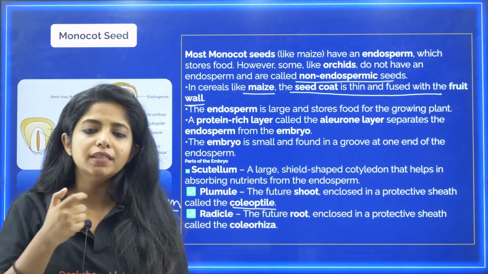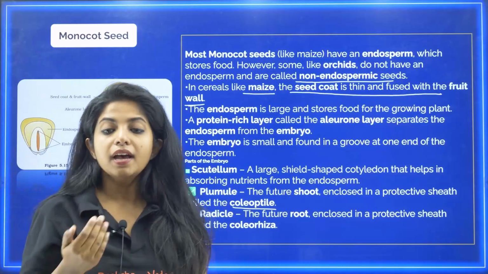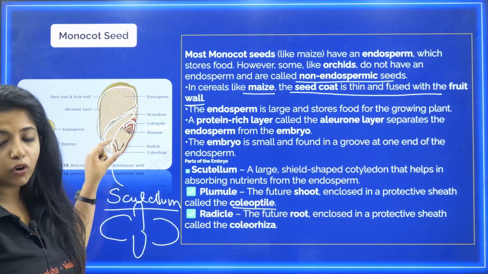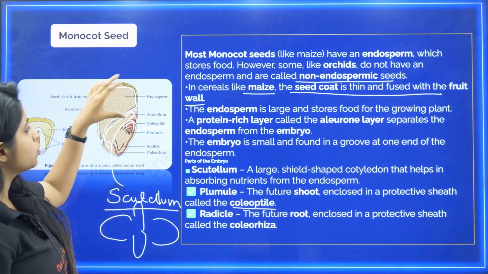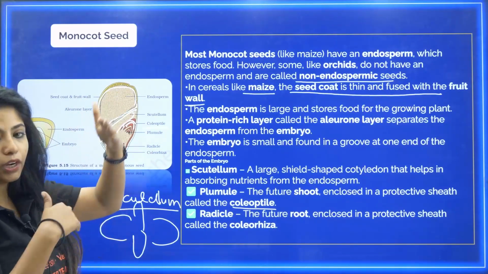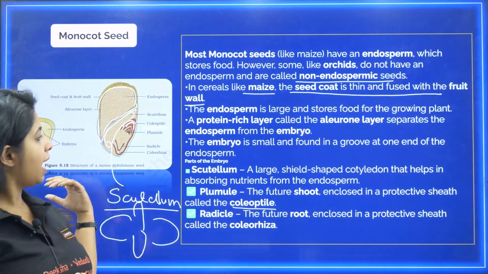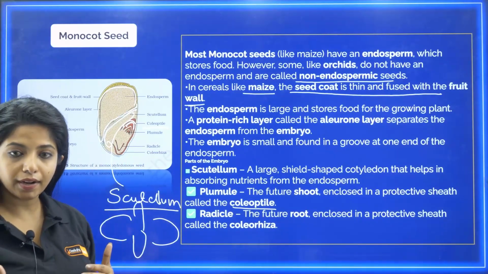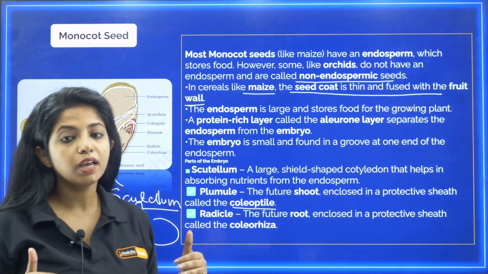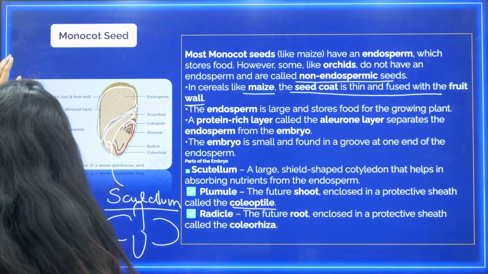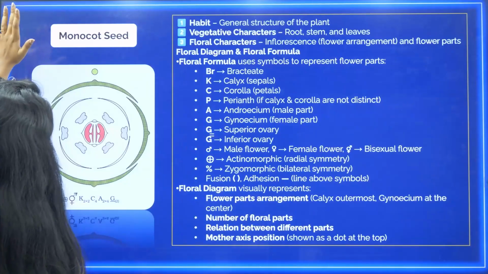And in cereals like maize, the seed coat is very thin, such that it is fused with the fruit wall itself, and they have an endosperm and also a cotyledon. The name of the cotyledon is scutellum. The endosperm and the embryo are divided into two segments with the help of a protein-rich layer known as aleurone layer. Over here they also have a plumule and a radicle. Plumule is covered by coleoptile and radicle is covered by coleorhiza. So we have monocot seed done.